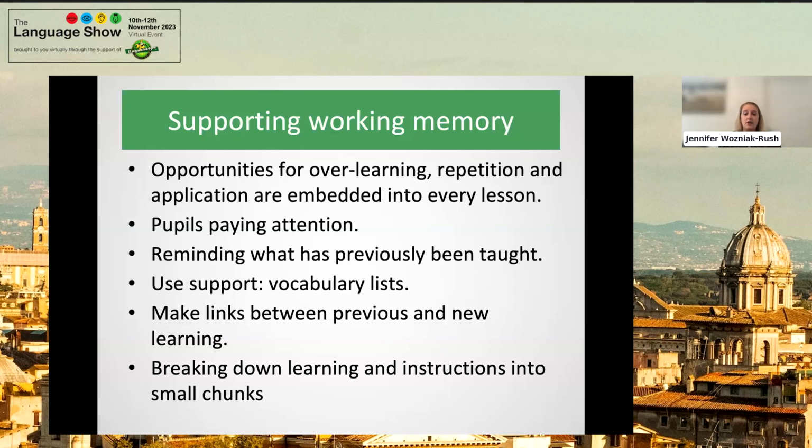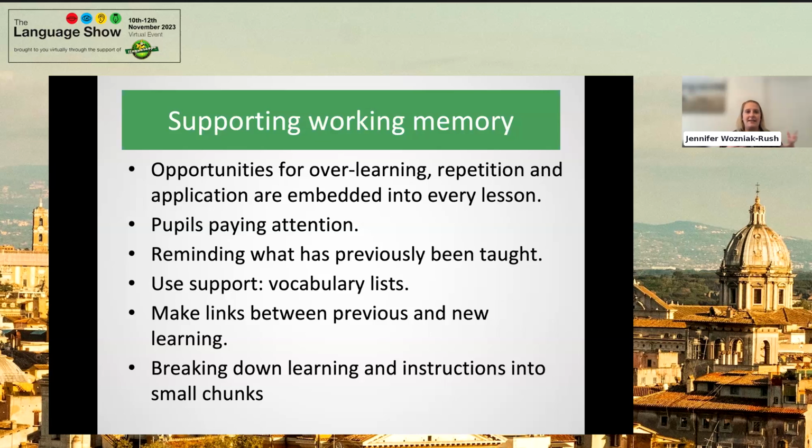But we also need to consider the amount of instructions we give alongside it, because sometimes it's not only about the vocabulary or the grammar point that we introduce, but all the instructions that we give alongside it. So information in working memory can be lost if the pupils are distracted, or if they are, for example, overloaded with information to work on.